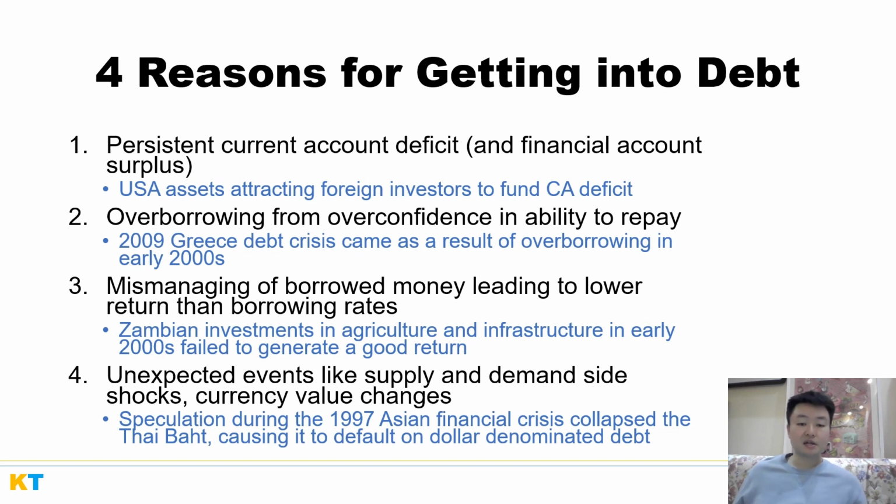Then number 4, there might be unexpected events like supply and demand side shocks, as well as currency value changes. So for example, there was a lot of speculation during the 1997 Asian financial crisis, which collapsed the Thai currency, the baht. And this caused it to default on quite a bit of dollar-denominated debt, which was not a good situation at that time. So similarly, there could be unexpected events like COVID-19 and the coronavirus, which probably threw a wrench in a lot of government's planning.